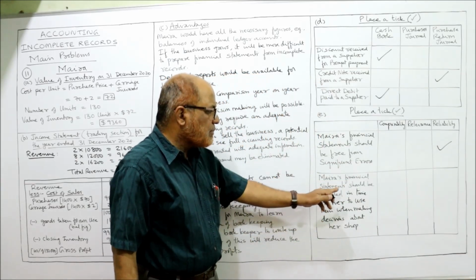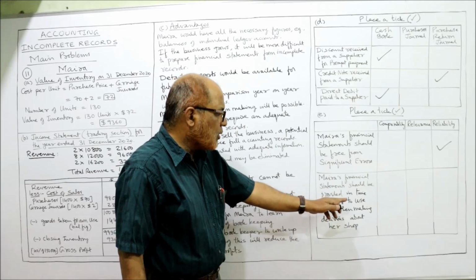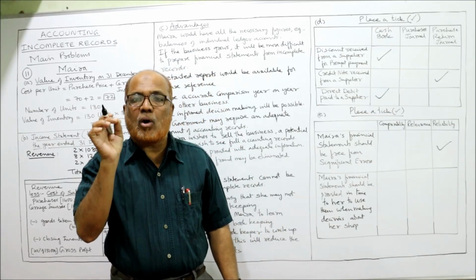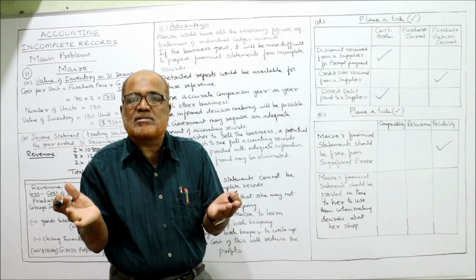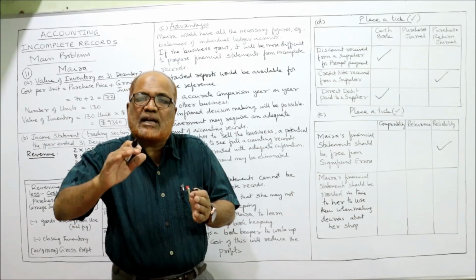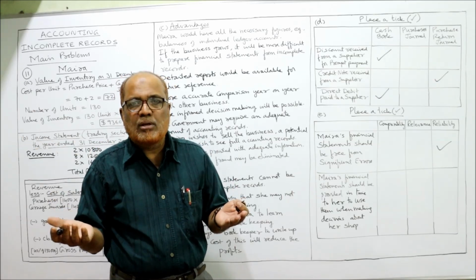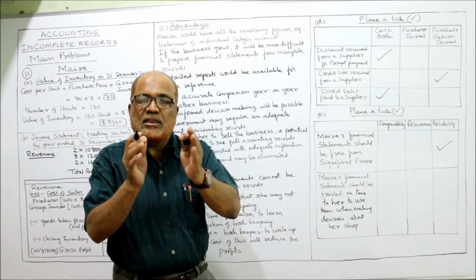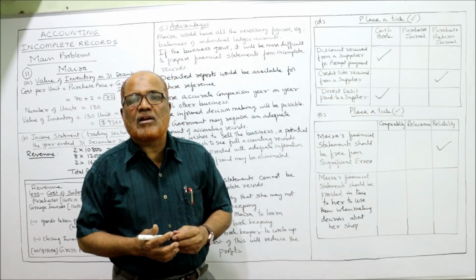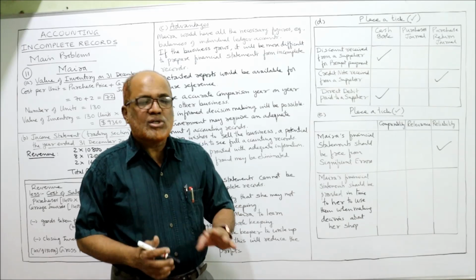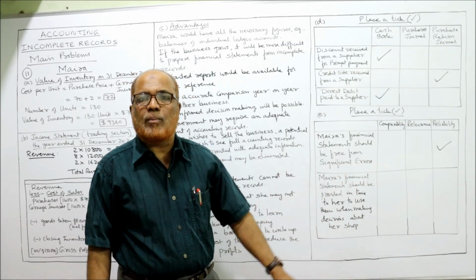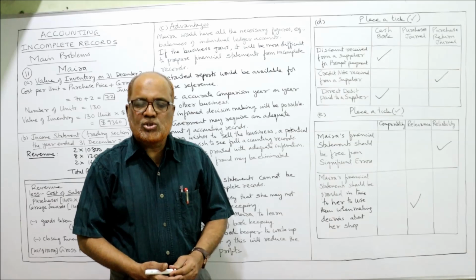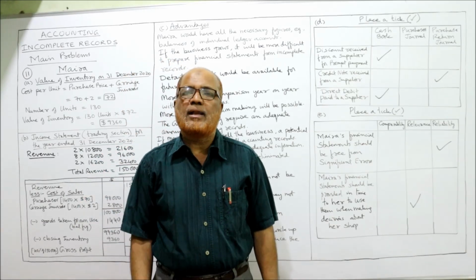Secondly, Myra's financial statements should be provided in time for her to use them when making decisions about her shop. So the accounting information should be provided on time. Then only it will have relevance. Otherwise, if the information is provided after the decision is taken, what is the use? Information should be provided when it is required; otherwise it is irrelevant. So this statement applies to the objective of relevance, and I'll put it under relevance. That's it. This is the end of problem number 11.